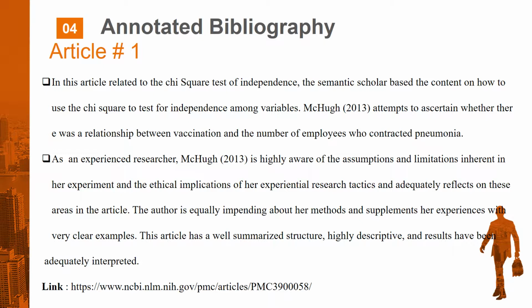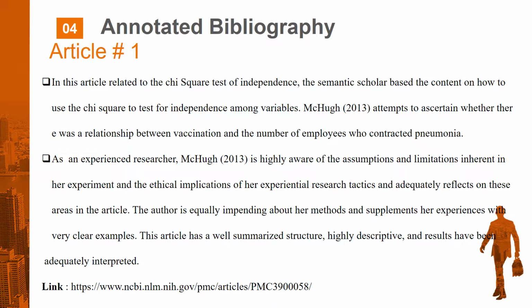The content here was very descriptive and very simple, where the author was trying to investigate whether there was a relationship between vaccination and the number of employees who contracted the disease pneumonia. As an experienced researcher, the author is highly aware. She incorporated all the assumptions and limitations inherent in the experiment, and also the ethical implications of the experimental research tactics used to conduct this research.